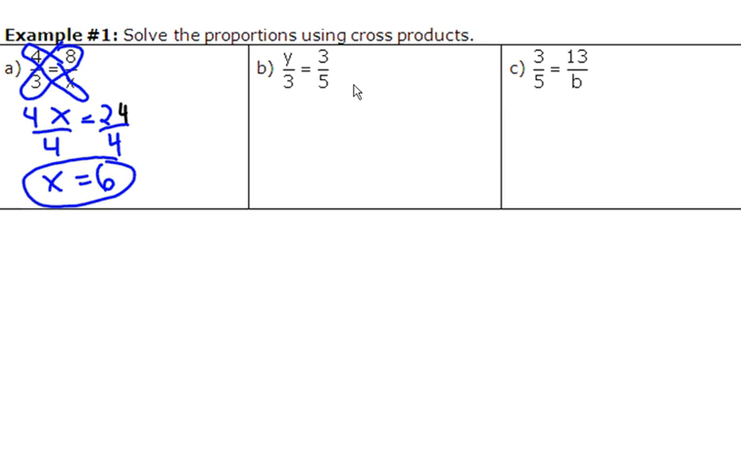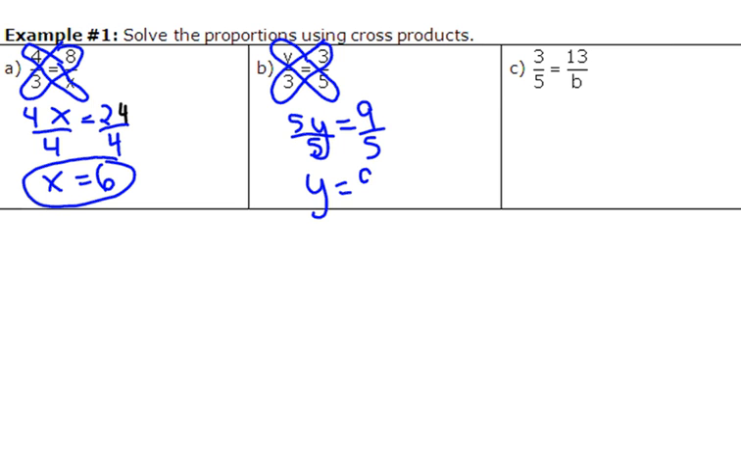So if I look at b, it's the exact same thing. I'm going to cross multiply. So I'm going to take y times 5, which we write as 5y, we put the number first, and that should equal its cross product. 3 times 3 is 9. So now to solve, I'm just dividing by 5. Now, 9 divided by 5 doesn't go in evenly, so I'm going to leave it as a fraction, 9 over 5. And that is my answer.